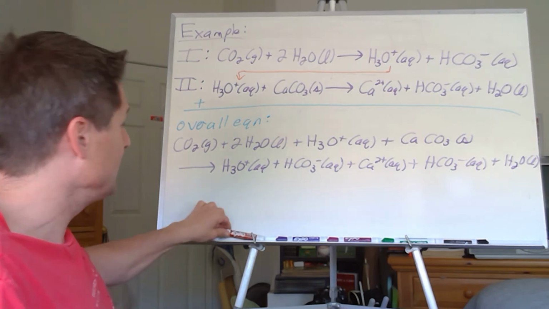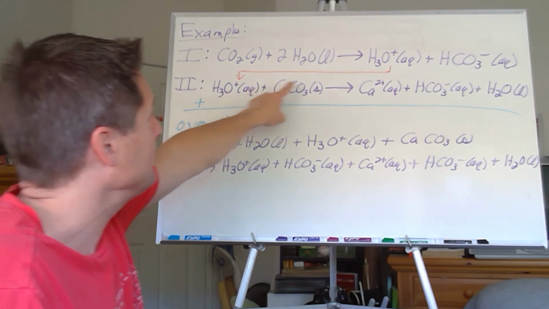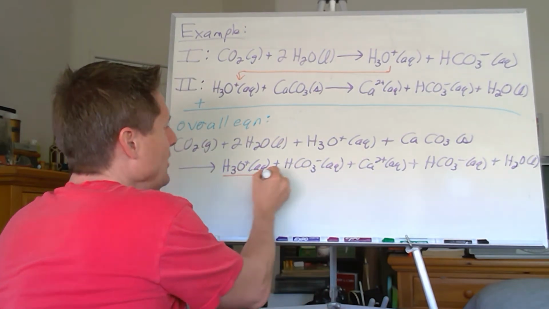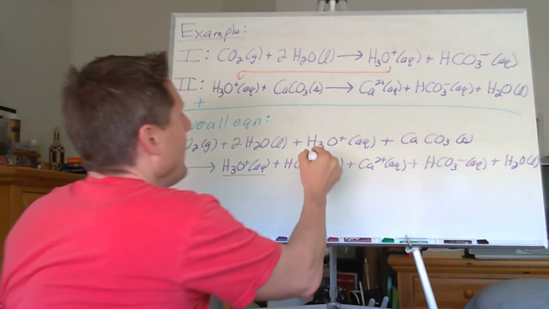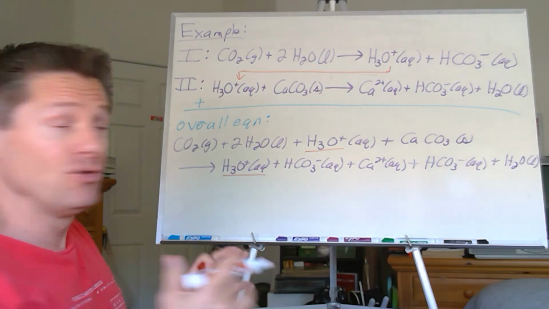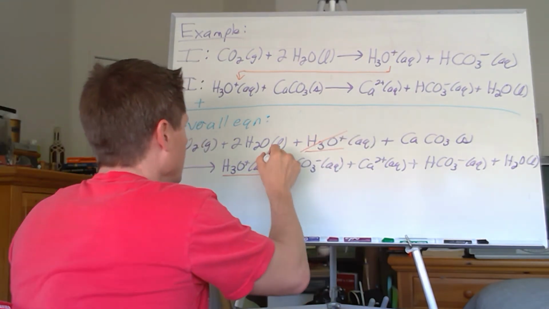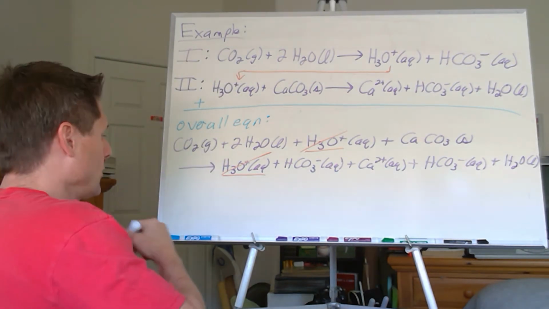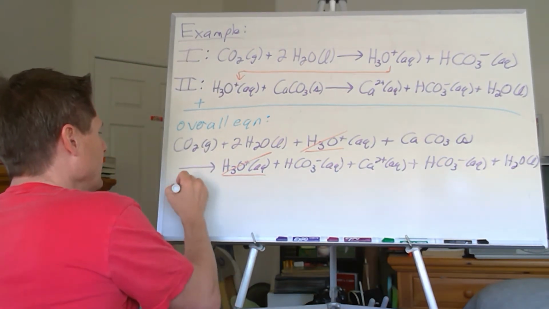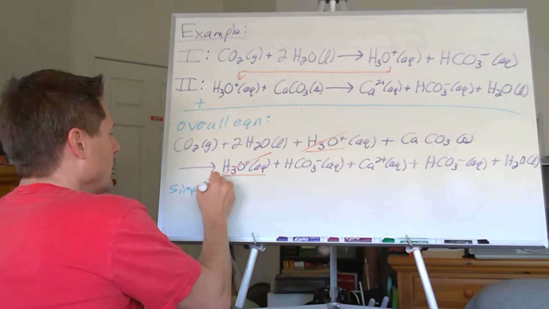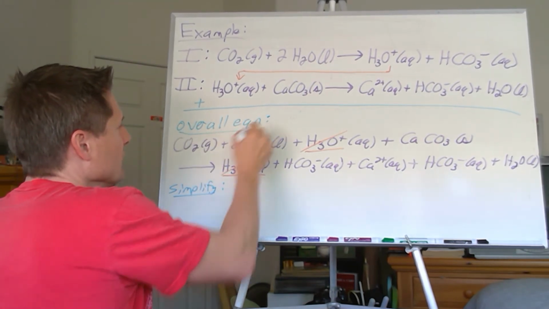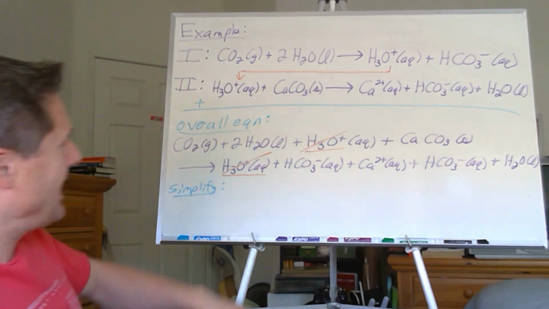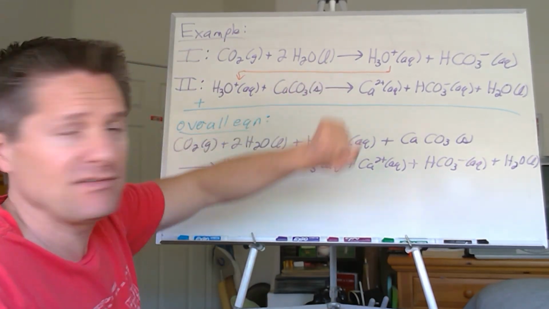Let's take this. Do you see the intermediate species, the hydronium? Do you see that right here? So I've got one hydronium on the right-hand side and one hydronium on the left-hand side. Would you agree? Those cancel out. Isn't that slick? So what we're going to do is simplify this and just clean up the extraneous details. So the hydronium, the intermediate species, goes bye-bye.